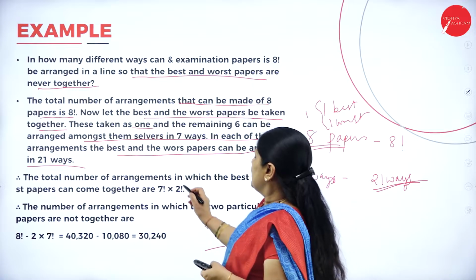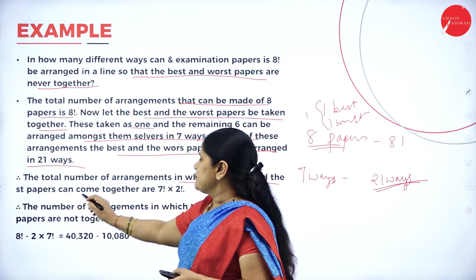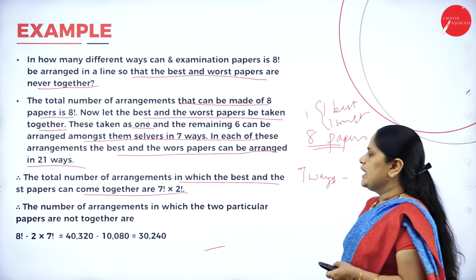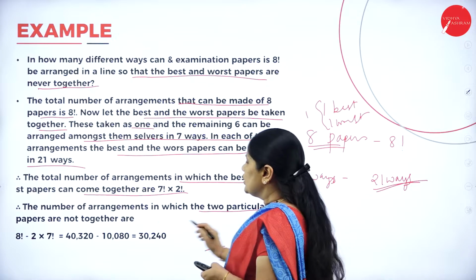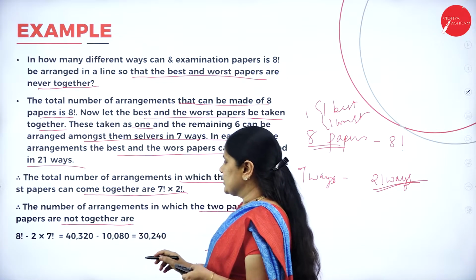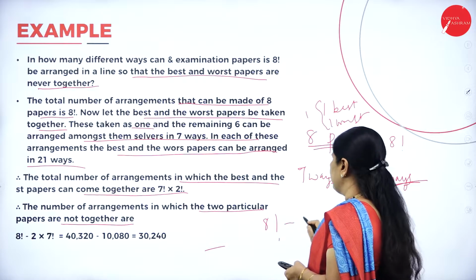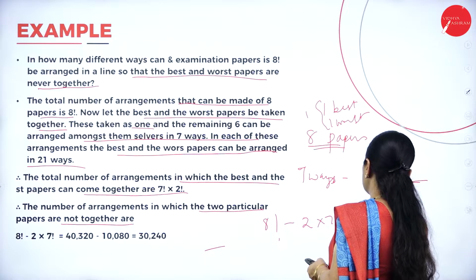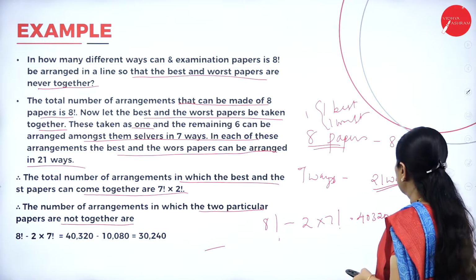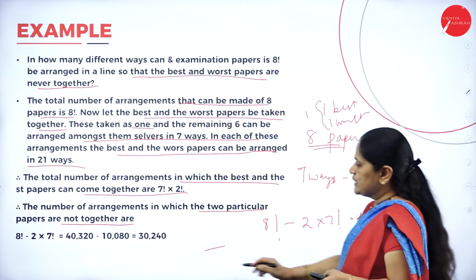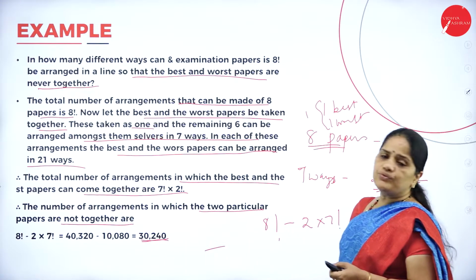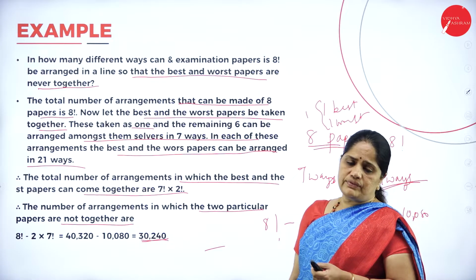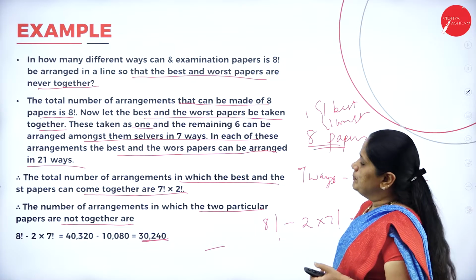Next, the total number of arrangements in which the best and the worst papers can come together are 7 factorial into 2 factorial, and the number of arrangements in which 2 particular papers are not taken together will be 8 factorial minus 2 into 7 factorial. That will be 40,320 minus 10,080. So that comes up to 30,240. So we can make a set 30,240 ways of arranging these 8 papers.